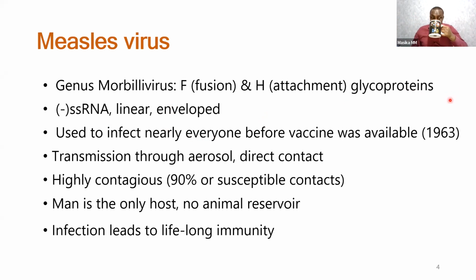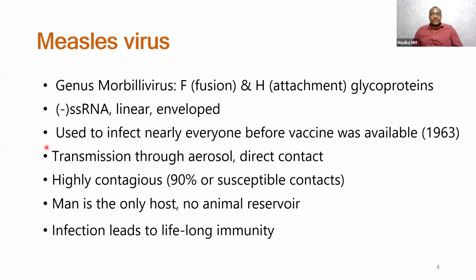Now for measles, and just for emphasis, we've indicated before that it is in the genus Morbillivirus, which has two surface glycoproteins. One is F for fusion, and the other is H for attachment. It is a single-stranded negative sense RNA linear genome, which is enveloped. And remember, enveloped viruses are easier to disrupt because detergents and other elements can easily destroy the envelope, making the virus unable to infect.